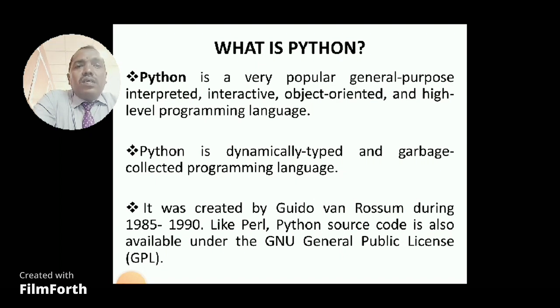It was a language developed by Guido van Rossum, during the years 1985 to 1990, at a university in New Zealand. This is the person who developed the Python programming language. It generally comes under the GNU. What is meant by GNU? It is the General Public License.